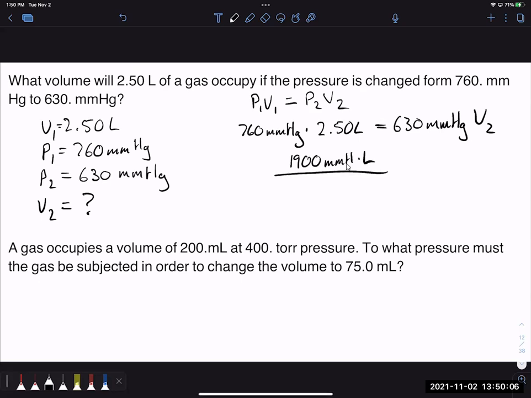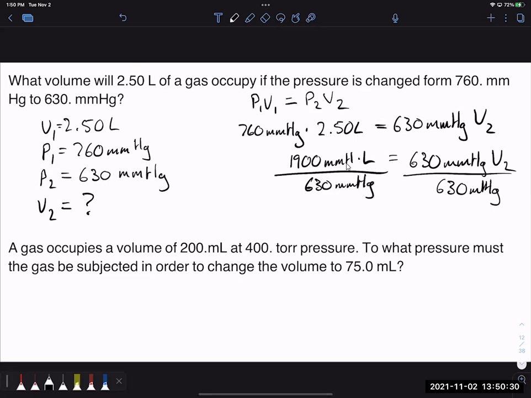I do recommend, at every opportunity, write out all the units. It takes a long time and you're going to use more paper, but in the end, you'll be able to see what you did later if you try to come back. And then we're going to divide both of these sides by 630 millimeters of mercury. So we'll take our 1900 divided by 630, 3.02, just rounding up there to 3 sig figs. And then our millimeters of mercury cancel. So we get liters as our remaining unit.